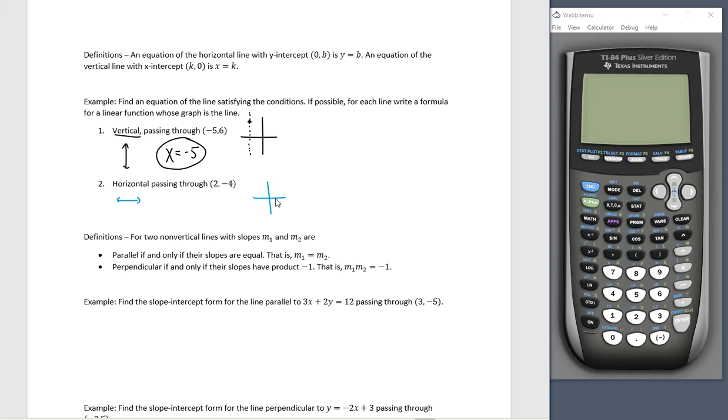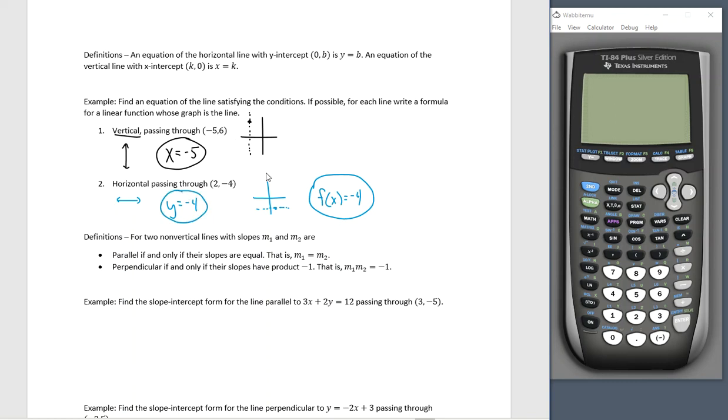Similarly, a horizontal line passing through the point (2, -4). So I have my grid here, (2, -4), maybe that's there, and I have a line passing through. That line, a horizontal line, never cares what x is doing. It only cares what's up with y. So y equals -4, or the constant function f(x) = -4, because we can write this in function form.